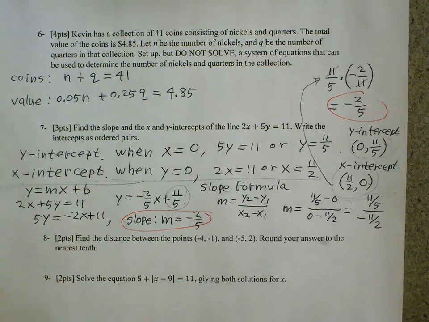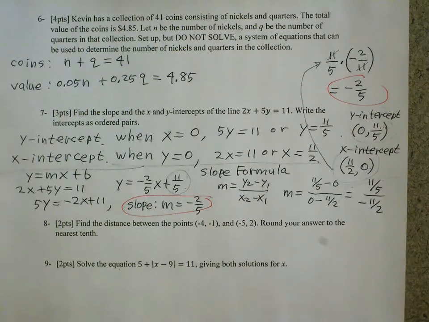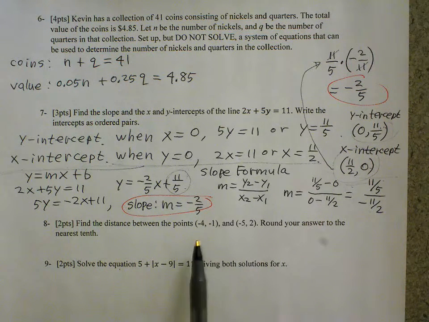Okay, number 8, find the distance between the points (-4, -1) and (-5, 2). And here it says round your answer to the nearest tenth. Okay, if I've been putting you to sleep, now I'll wake you up by saying that I'll wait for a minute or so, and you can type in the answer rounded to the nearest tenth.